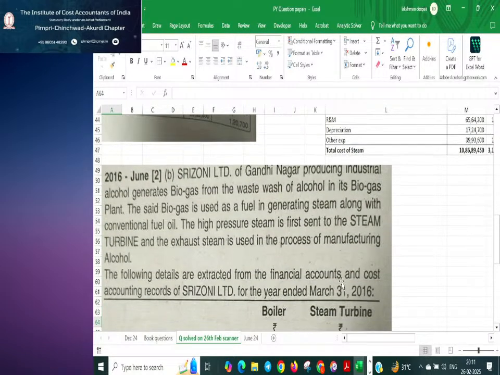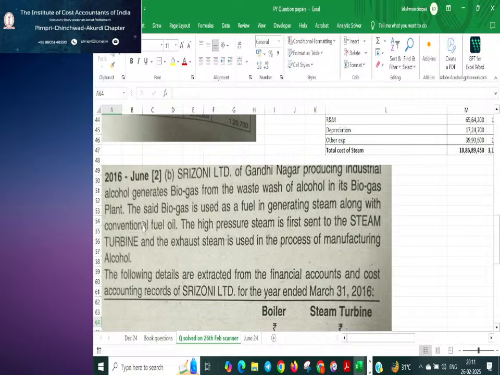Then coming to distillery. See, this is particularly for the distillery process. Srijo S Limited of Gandhinagar, producing industrial alcohol, generates biogas from the waste wash of alcohol in its biogas plant. Usually distilleries have this biogas plant. वहाँ से जो biogas आता है, they will also mix that with compost and they will manufacture sometimes fertilizers also. कभी-कभी fertilizers also they manufacture and sell it in the market.